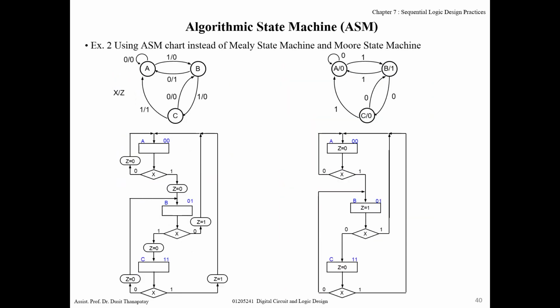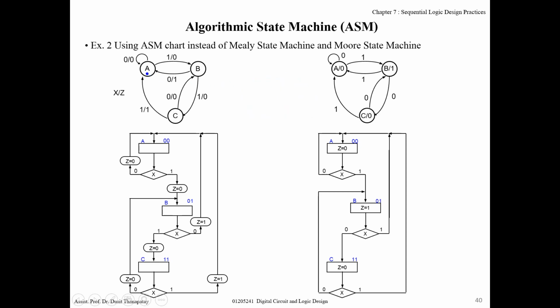Next, for this one, I just show you how to convert a state diagram to an ASM chart, or convert back from an ASM chart to a state diagram. For this one, it shows more types of state machine. Sorry, this one is a Mealy type state machine, right? Because the output is based on state and input. X is input, Z is output.